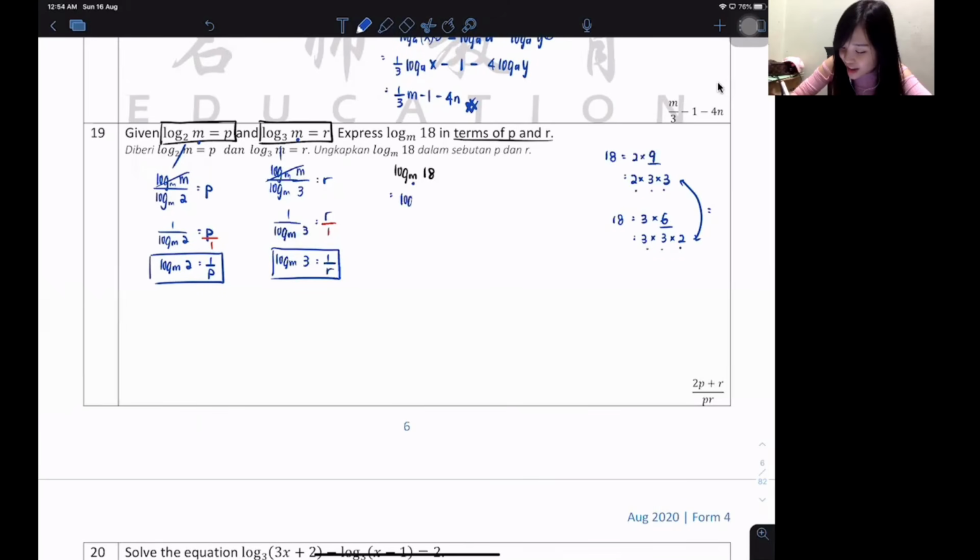Easy, right? So 18 will be double 3. Double 3, don't write 3 times 3. Write 3 squared. Be smart. And then 1, 2. Can?